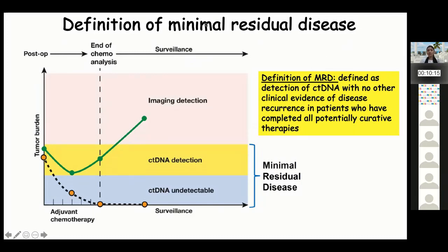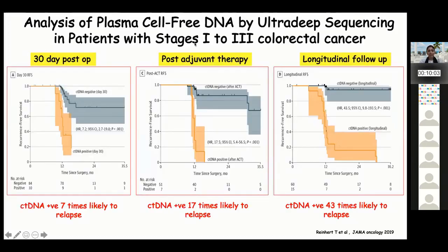And so minimal residual disease is actually defined as detection of ctDNA with no other clinical evidence of disease recurrence in patients who have completed all potentially curative therapies. Now, there's been a number of studies to see whether prognostically this makes a difference. And this was one of the first studies that I thought was very interesting, presented by Reinert and colleagues and published in JAMA Oncology in 2019, in which they took patients with stage 1 to 3 colorectal cancers who had undergone surgery, who had had their ctDNA measured 30 days post-surgery.